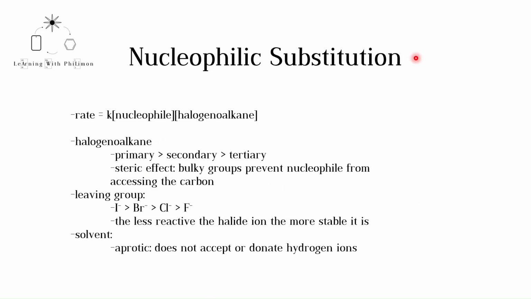As the rate-determining step involves both reactants, the rate of the reaction depends on the concentration of both the nucleophile and the halogenoalkane. The rate equation will have the following format. The higher the concentration of the reactants, the higher the rate of the reaction. For more on rate equations and rates, please watch the videos in the chemical kinetics playlist.